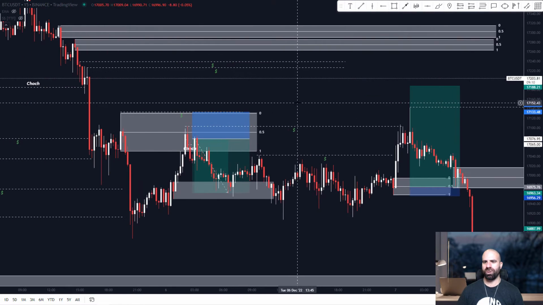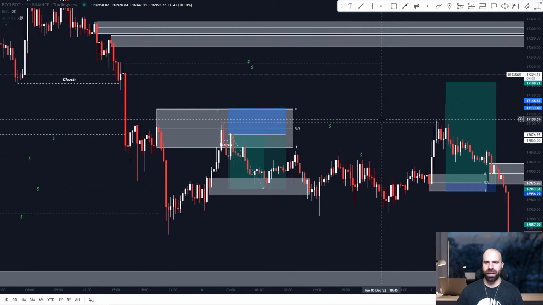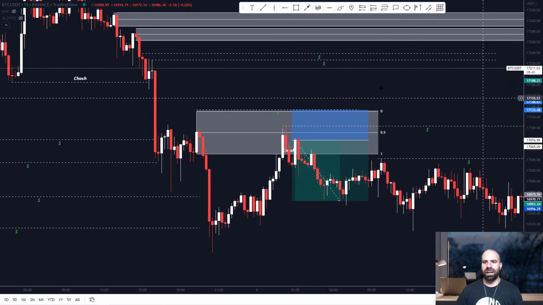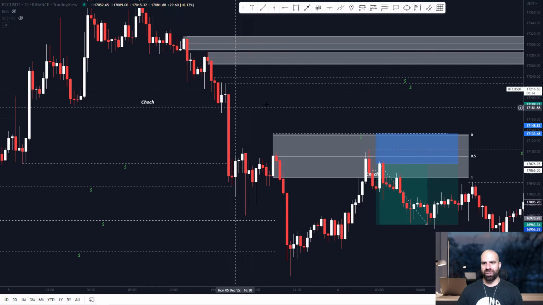Here we are on Bitcoin USDT. It may be any forex pair or cryptocurrencies. It works on everything. But if we go together and we start analyzing price action, you will see that after this bullish movement we did have a change of character.